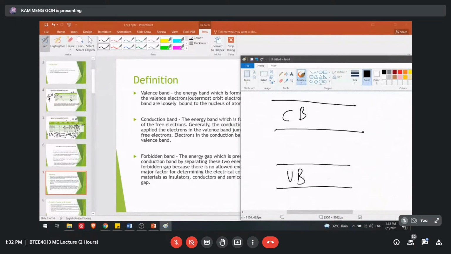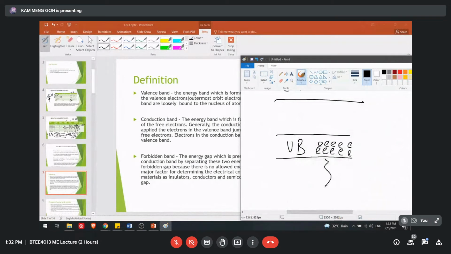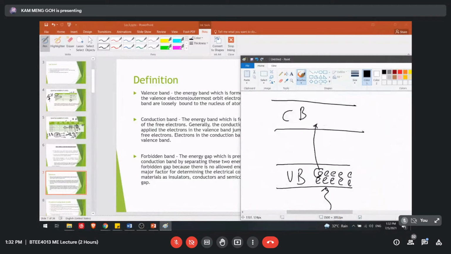So normally the electrons will be somewhere around here. If you don't provide energy, all the valence electrons will stay in here. But if you provide energy, heat, or temperature, then the electrons will start getting the energy and jump to the conduction band. When they jump to the conduction band, it will give you electricity in the semiconductor. So at first, in the valence band, if you don't provide anything, all the electrons will stay in here, but loosely bound.